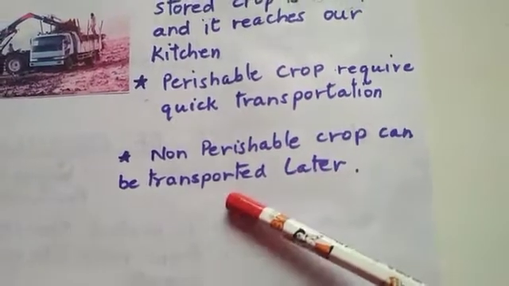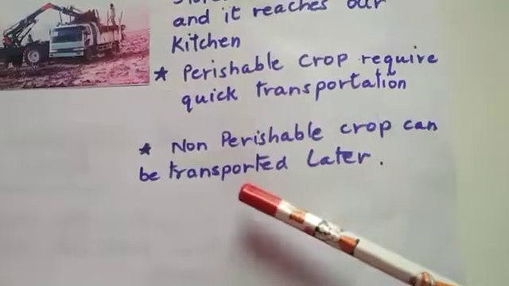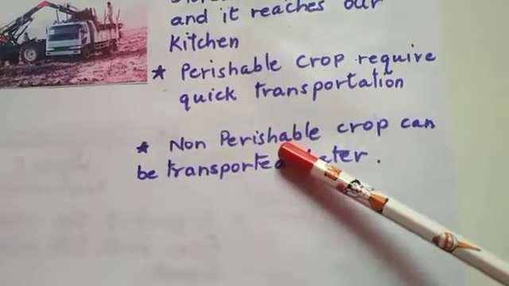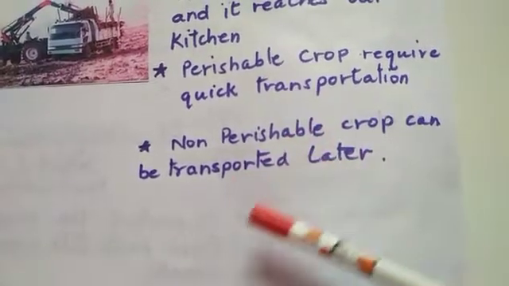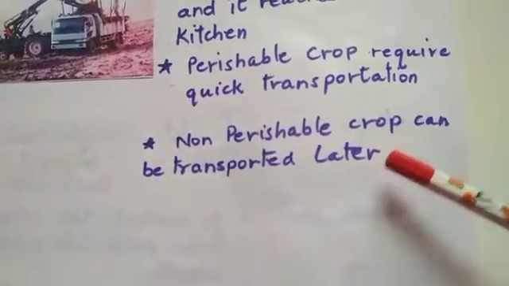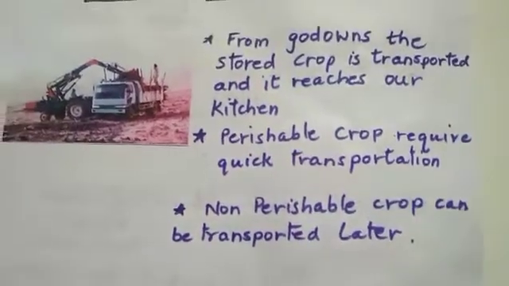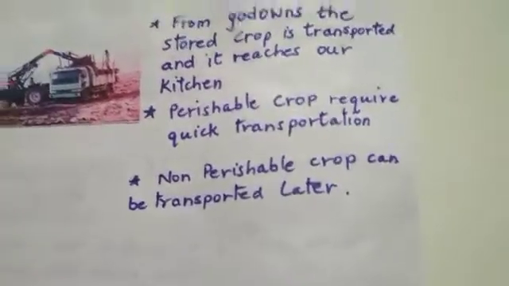And then the second type is non-perishable crops like our grains, pulses, cereals. They are non-perishable. They have more lifetime, shelf life is more, they can be stored for a longer period of time, so they can be transported later or as and when it is required. So this was all about the 7 stages of farming or agriculture.